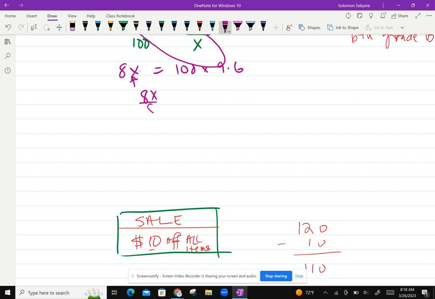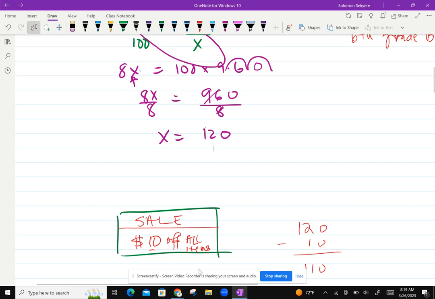So 8x over 8 is equal to, how do you multiply a number by 100? You move it to the right 2 times. 1, 2, right? And I put a 0 in there. So it'll be 960 over 8. x equals 96 divided by 8 is 12. 120. And I'm done, right?